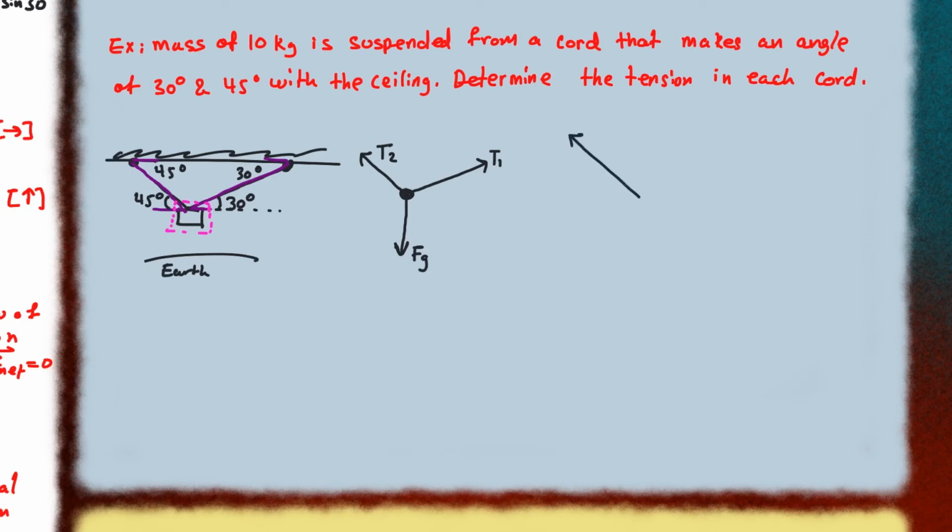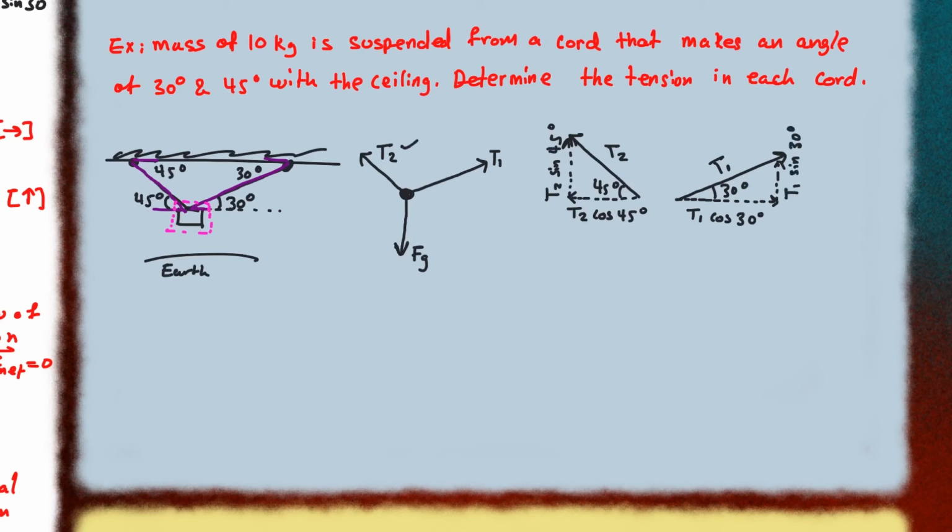We will now break down all the forces. So for tension 2, it's going 45 degrees with respect to the horizontal. So the x component is going to be the adjacent, so T2 cos 45, and the y component is going to be T2 sine 45. For T1, it's 30 degrees to the horizontal, so adjacent is going to be T1 cos 30, and the opposite is going to be T1 sine 30. And finally, gravitational force will only be acting in the downward direction, so no x component on this one. Now we're going to choose our coordinate system to be positive in the right and upward direction.